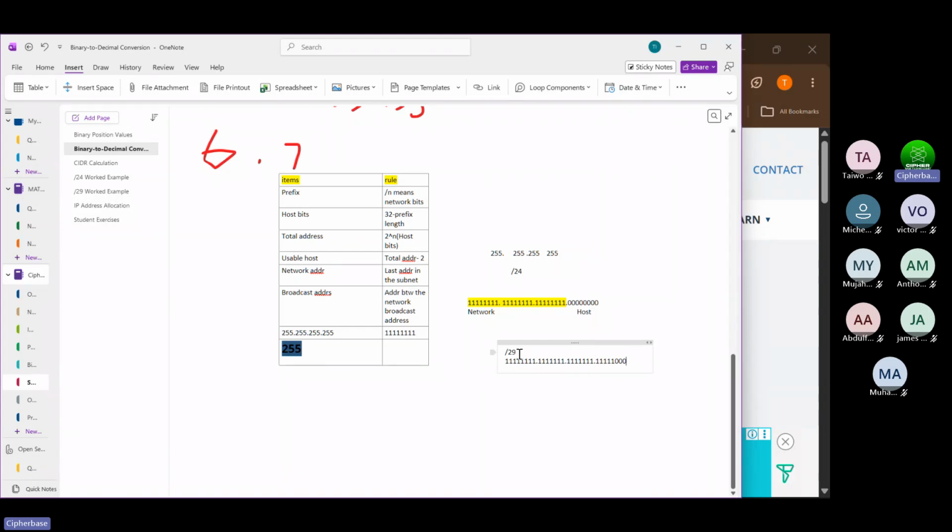So now, if you are given slash 29, that means you are counting 29 ones. Then you remove this 29 from 32. We are left with this. So in this network, the 29 is network, where I colored is network. And the rest, let me just put it here. This one is 0, 0.